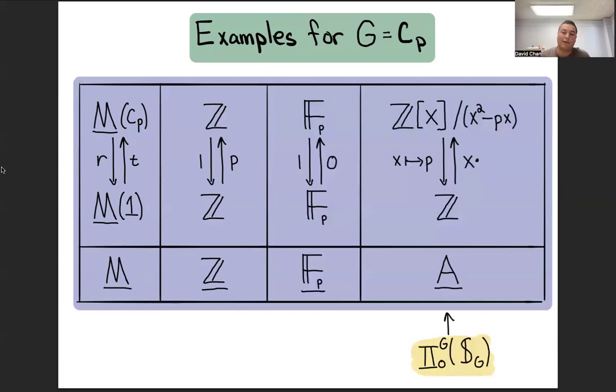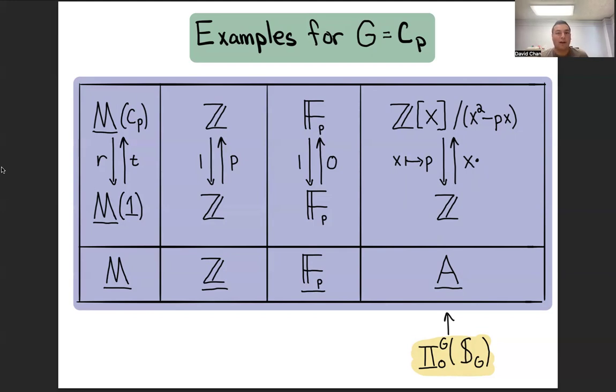And then I have this thing called A, which is also called the Burnside. So just to show you, they're not all constant, they're not all stupid. So on top you have Z adjoin X mod X squared minus PX, this sort of relation. The restriction map evaluates X to P. It's a ring map, so that tells you where everything else goes. And then the transfer map is just multiplication by X.